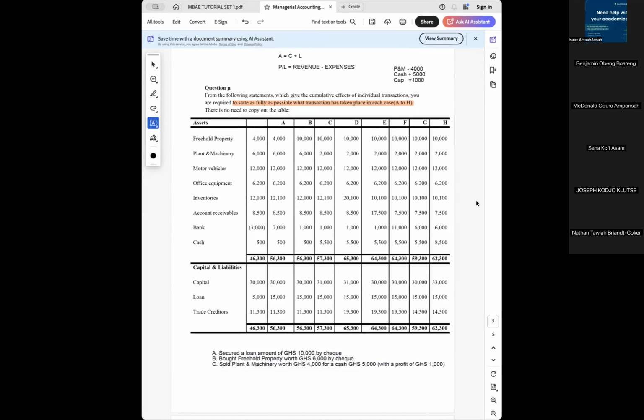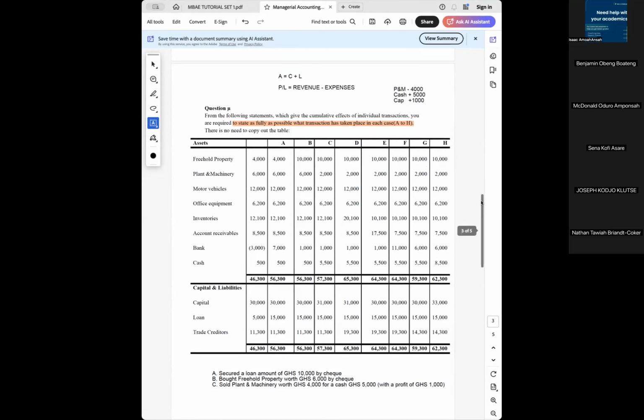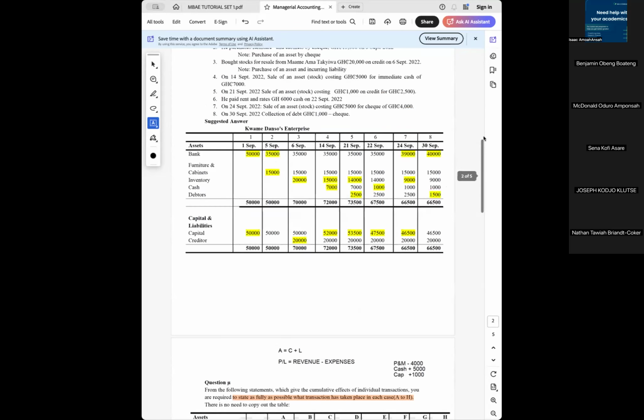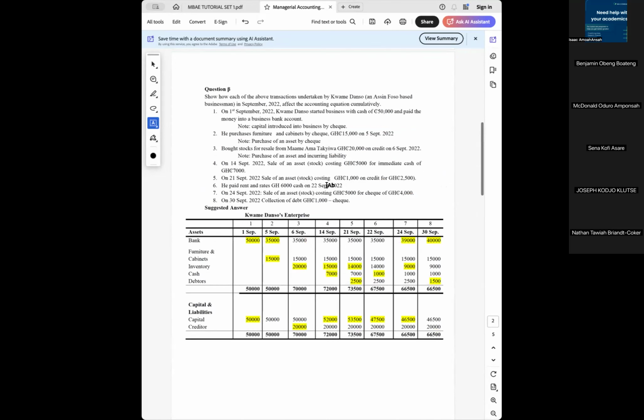Let me show you examples of what we did last week, whether the profit was communicated. That's if you really remember those transactions. Let's see something from here. On 21st.